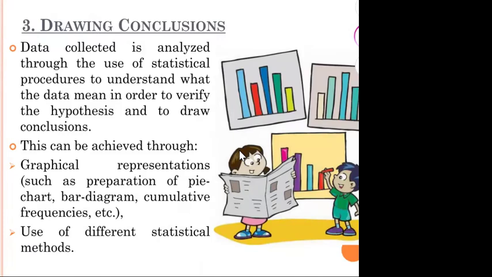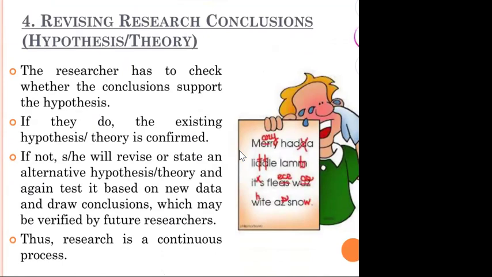This can be achieved either through graphical representations like pie chart, bar diagram, frequency, or different statistical tests that we have, ANOVA, chi-square test, and all those things can be used. Significance values can be used. Now, revising the research conclusion, hypothesis, or theory. Once that is done, the researcher has to check whether the conclusion supports the hypothesis. If it does, the existing hypothesis or theory is confirmed. So now it is confirmed.